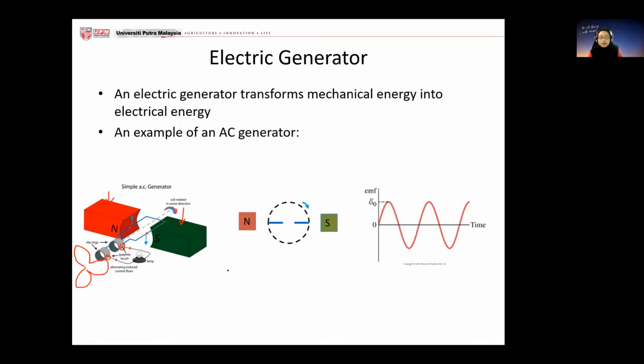So when it's at 180 like this, if you use again the right hand rule, you're going to find out that the current will move like this. It's going to move in that direction, and that correlates with this part.